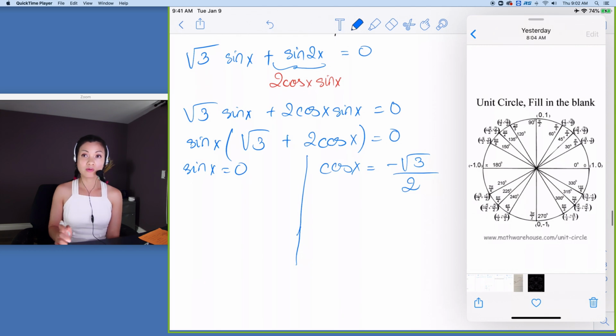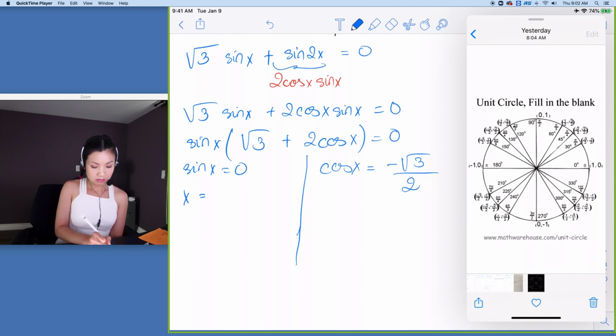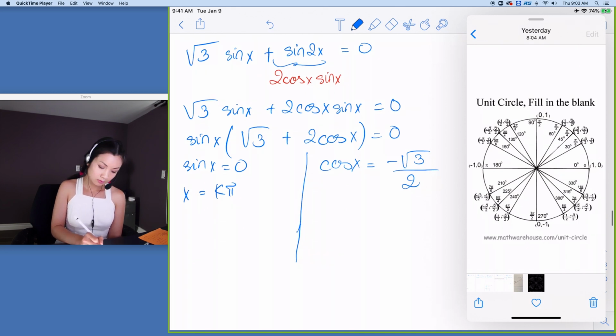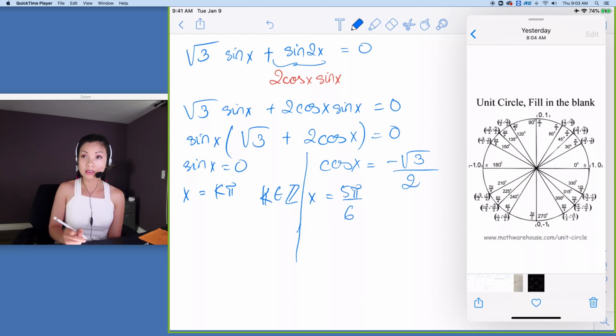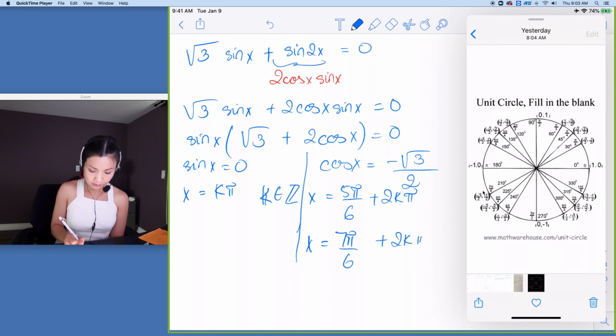All right, let's figure out the angles. For sine x equals 0, that's just pi, so it's k pi here. Okay. Now, for cosine of x equals negative square root of 3 over 2, that's going to be 5 pi over 6 plus 2k pi. And then don't forget we have another one. So 5 pi over 6 is negative square root of 3 over 2 here, but this one also gives negative square root of 3 over 2. So I have to include that one as well.